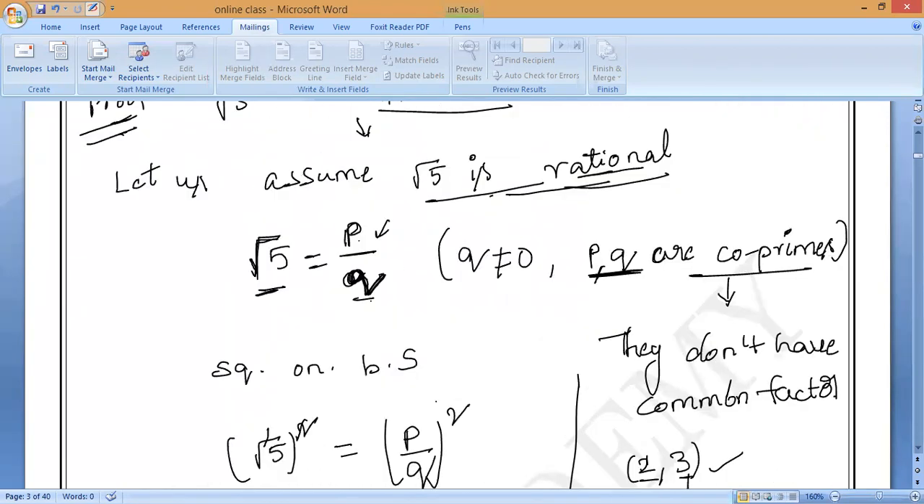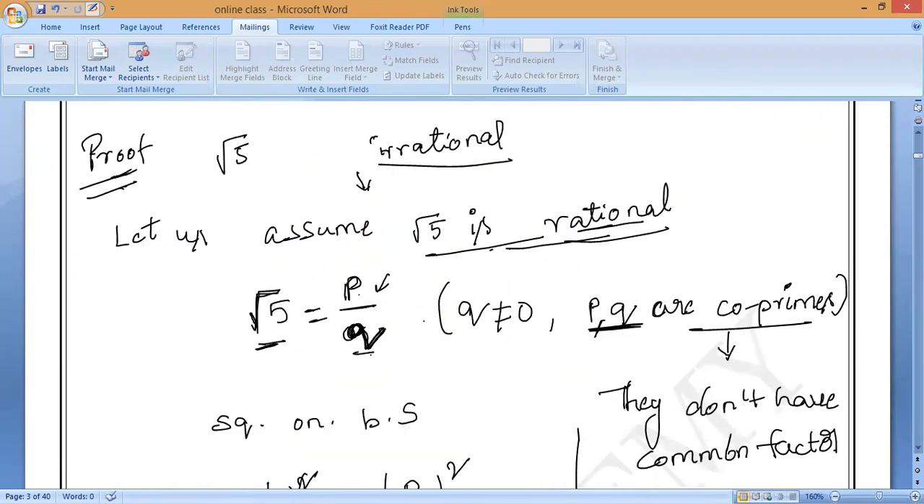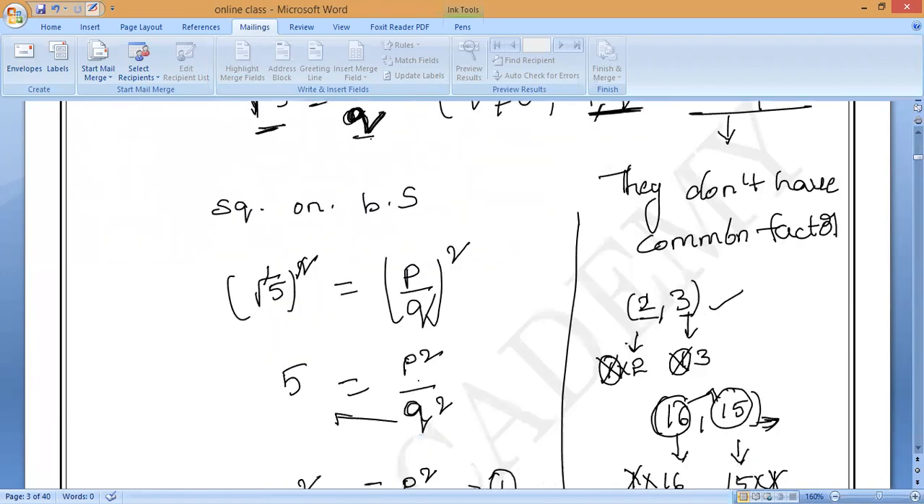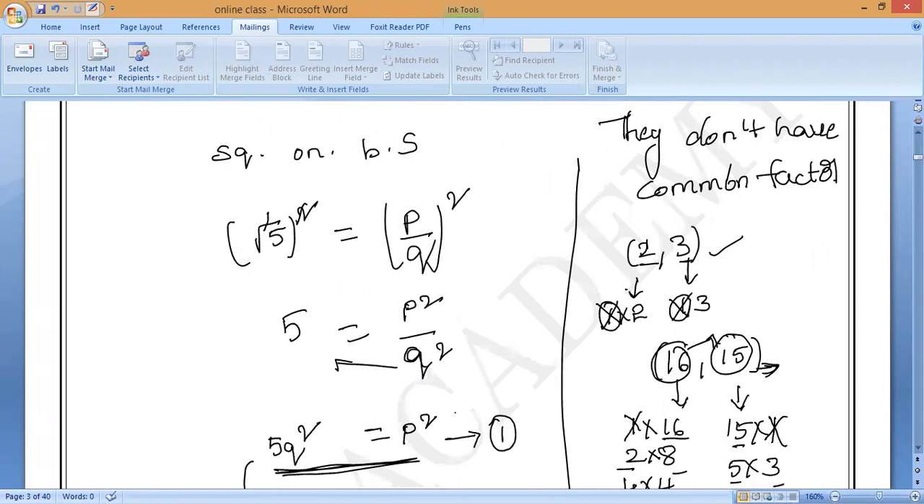What we have done: here we have to prove that root 5 is irrational. Take contradiction. Contradiction means reverse. The reverse is rational, so we can write it in the form of p by q. So root 5 equal to p by q, and p and q are the co-primes. Here we have to remove the square root, so squaring on both sides, we get 5 equal to p square by q square. Then we want p square, so the equation becomes 5q square equal to p square. Let this be equation 1.